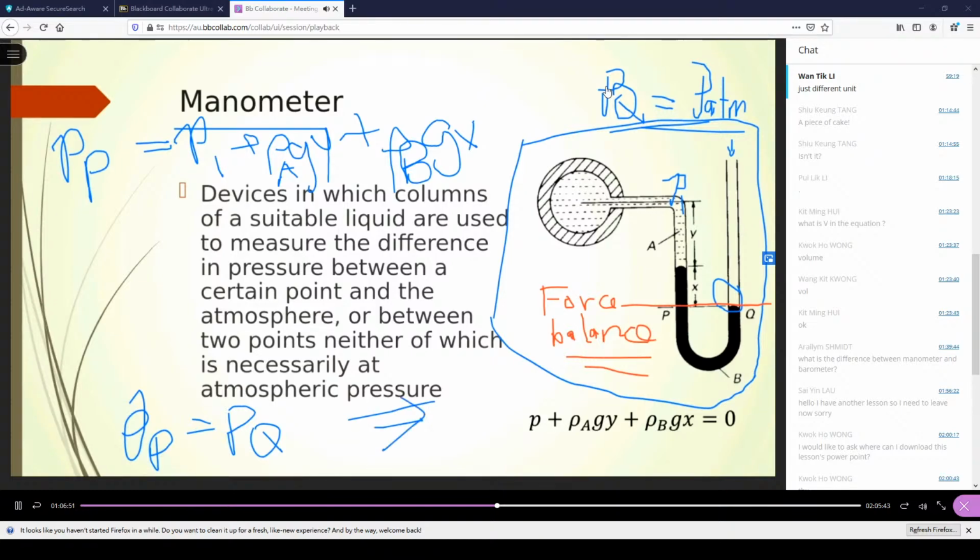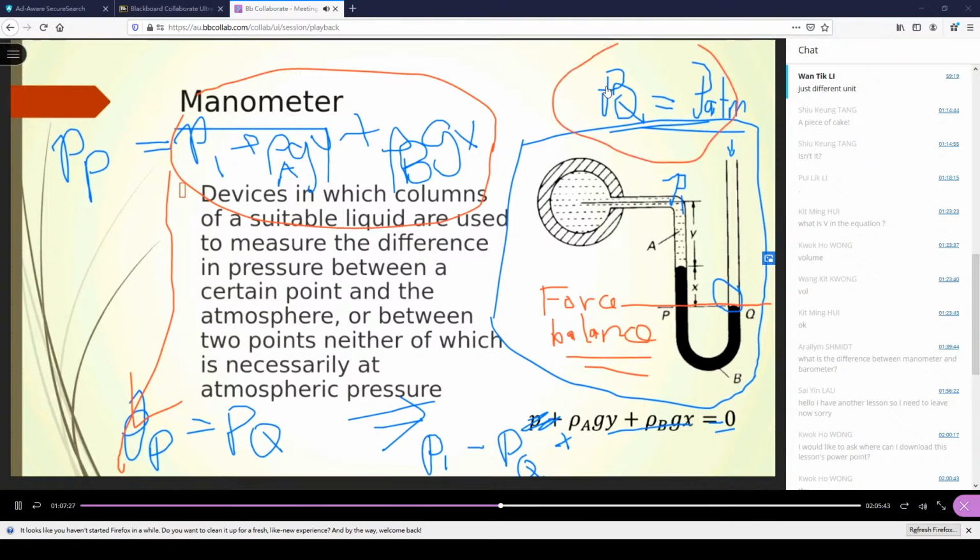So very quickly, we have P1 minus PQ plus this equals 0. Since P at Q is atmospheric pressure, we put this thing here, and PQ is atmospheric pressure. So P1 minus PQ plus this equals 0.